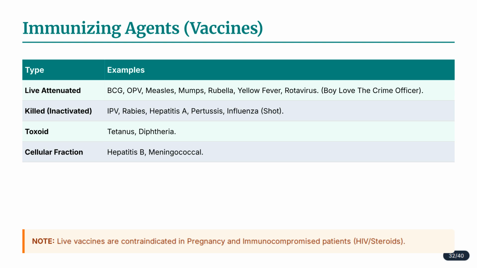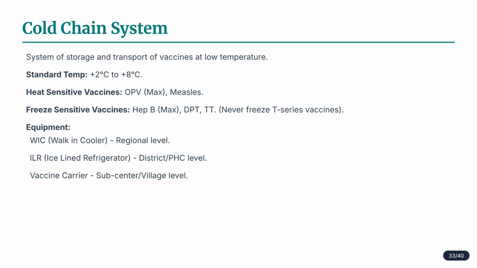This slide lists various immunizing agents or vaccines used in public health. Vaccines are critical tools for specific protection in primary prevention. The cold chain system maintains vaccines at low temperatures, typically +2 degrees Celsius to +8 degrees Celsius. Heat-sensitive vaccines include OPV and measles. Freeze-sensitive vaccines like Hep B and DPT should never be frozen.